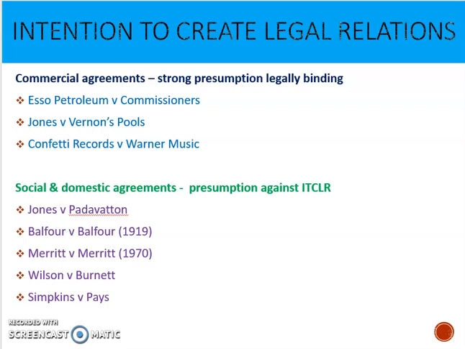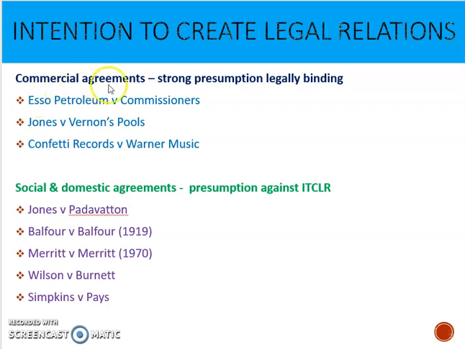The requirement of intention to create legal relations in contract law is really aimed at sifting out those cases which aren't really appropriate for court action, because not every agreement that you make in your day-to-day life leads to a binding contract which can or should be enforced through the courts. So in order to determine which agreements are legally binding and do have an intention to create legal relations, the law draws a distinction between social and domestic agreements and agreements made in a commercial context.